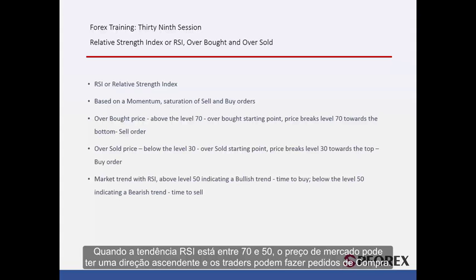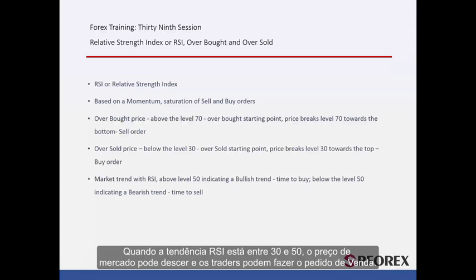When RSI trend is between 70 and 50, market price may have a rising direction, and traders can place buy orders. When RSI trend is between 30 and 50, market price may decline, and traders can place sell orders.